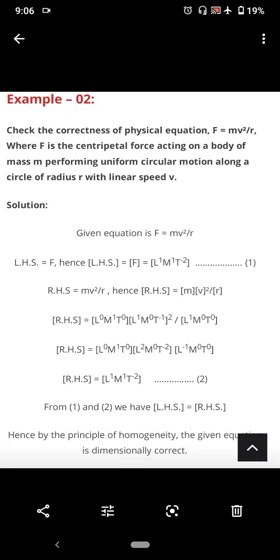So the dimension of RHS is MLT minus 2 and the dimension of LHS is MLT minus 2. So from equations 1 and 2 we can see that the dimension of left hand side is equal to the dimension of right hand side. So this equation is dimensionally correct.